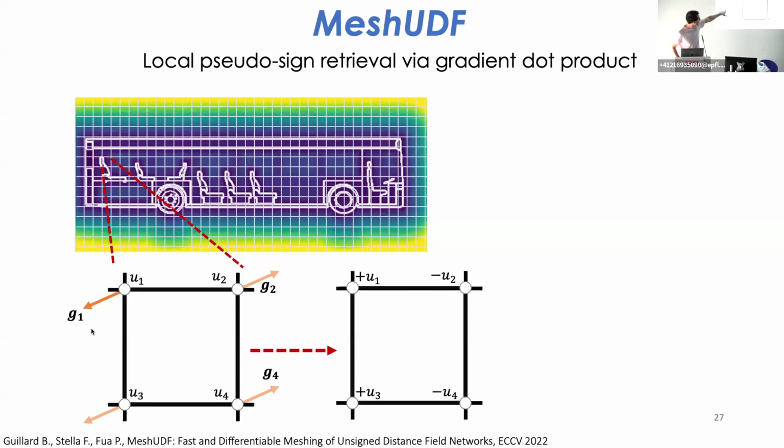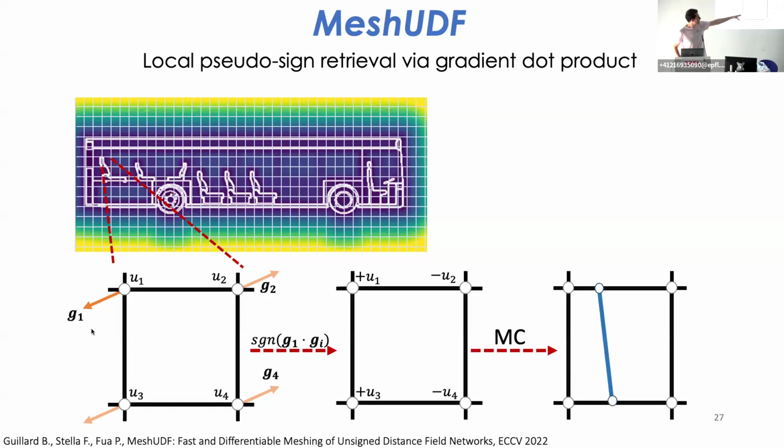So in this case, what we do is compute dot products between the gradients to find basically concordance and discordance between different gradients. And this brings us back to the marching cubes case. We have these plus and minuses, which are not real plus and minuses, they're just local.